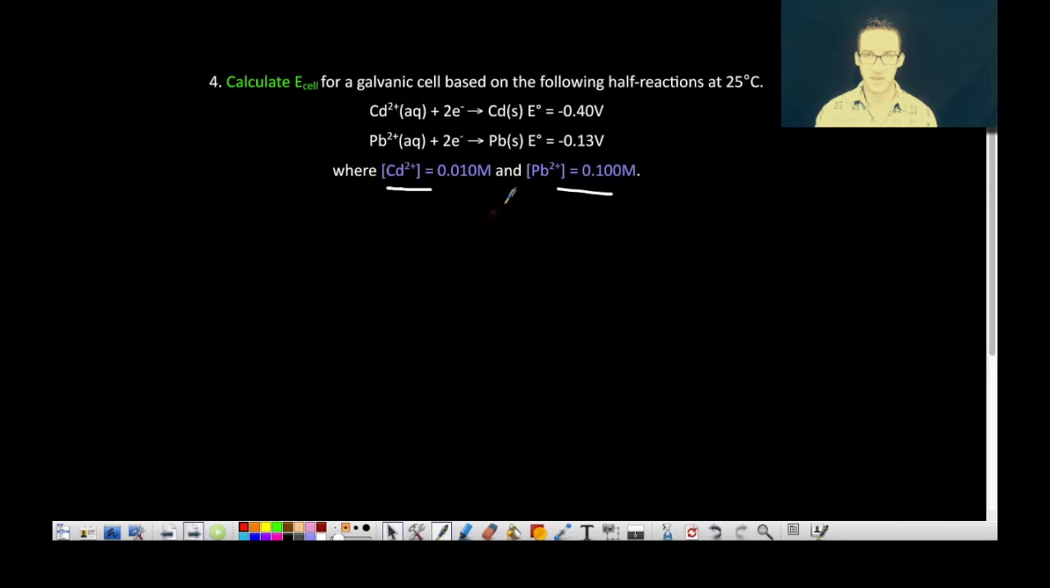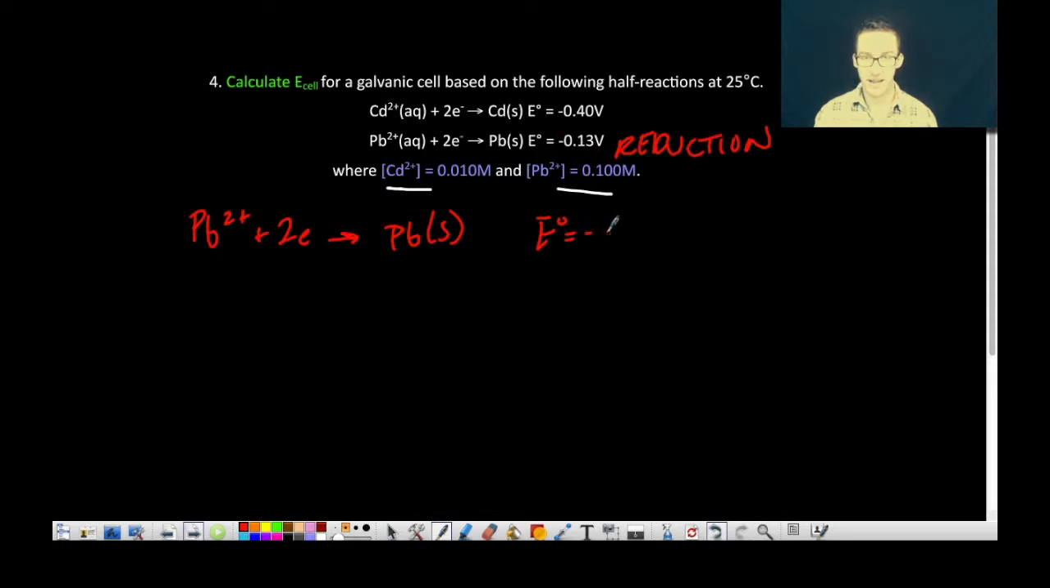Our very first step is to write a balanced redox reaction. If we take a look at our reduction potentials, the more positive one is the one here at the bottom. So this is where our reduction is going to take place. So when we rewrite that equation, we're going to rewrite it exactly as it's written. And the standard reduction potential for that half cell is going to be negative 0.13 volts.